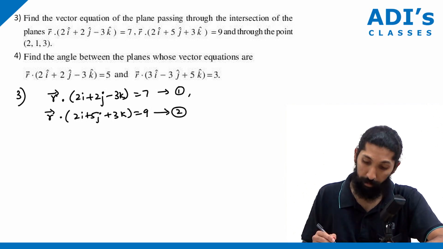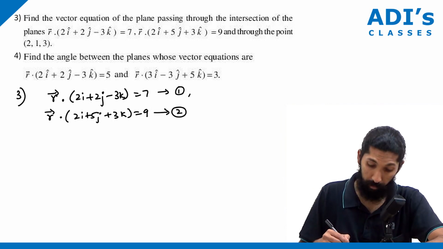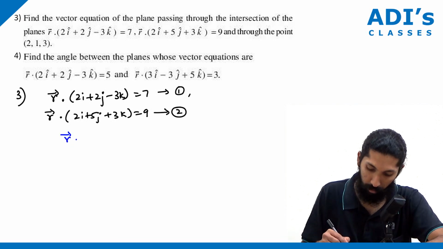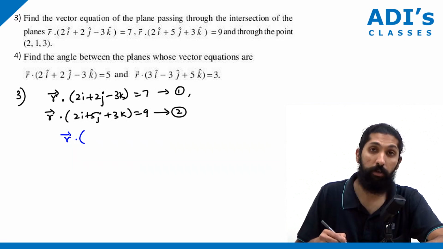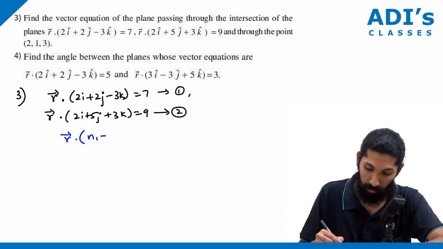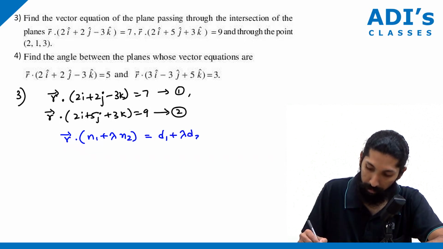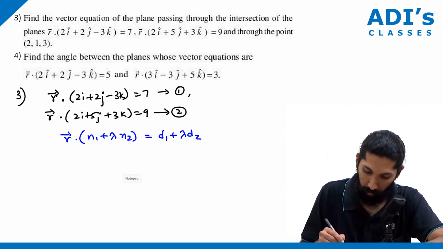Now what do we do? If you remember, the plane through the intersection of two planes was given by what? Here r dot n was there, right? So in this case, n1 plus lambda into n2 is equal to d1 plus lambda into d2. Do you remember this one? This is what we looked into, correct?